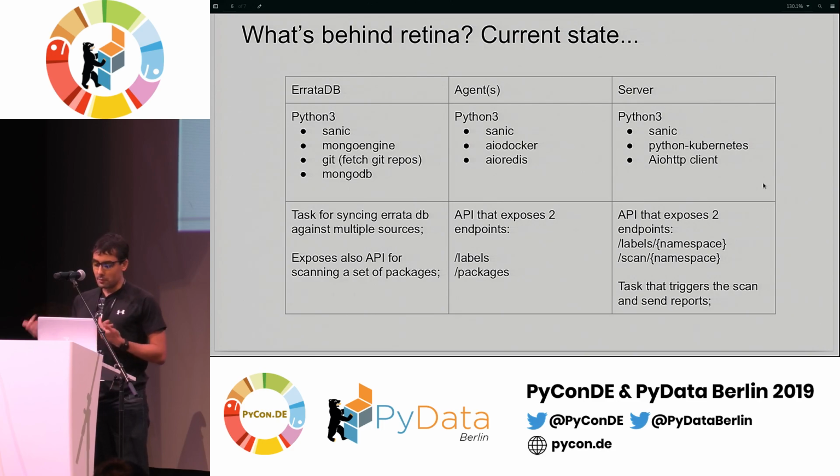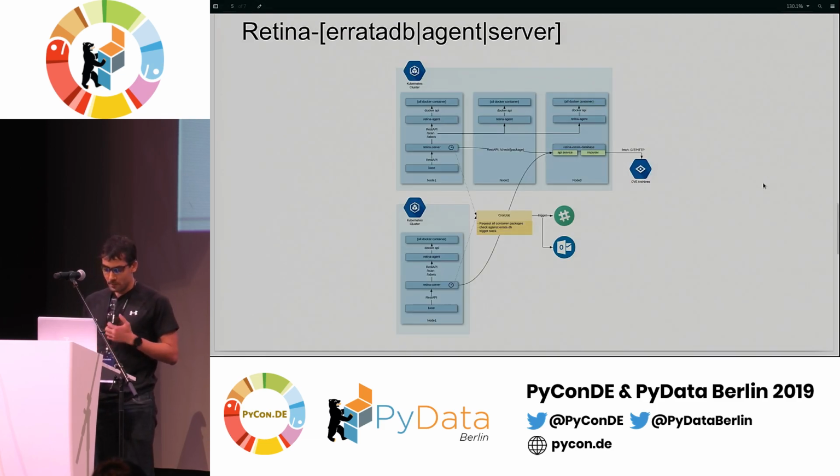We also have the server, which is the third component. It's also an API. It makes use of the Python Kubernetes model for self-discovering the containers of a given namespace. So basically, with these 3 components, we are able at this very moment to trigger a task, and I want to know in an entire cluster the status of vulnerabilities of all the containers running there, which for us is quite interesting now because we have this overview.